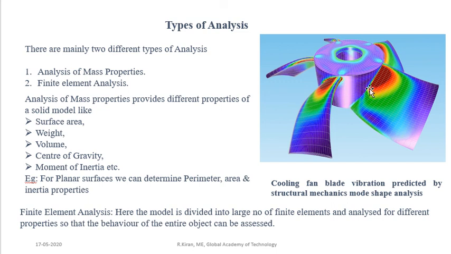So here we are looking at one particular analysis. This is an example of cooling fan blade vibration, which is predicted by structural mechanics. This cooling fan blade produces a large amount of vibrations, which can be predicted using mode shape analysis, wherein it produces a different set of modes through which we can find out how to reduce the vibrations in this particular structure. These colors depict the amount of stress and strain concentrations along the different regions.